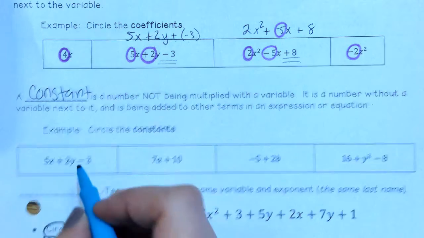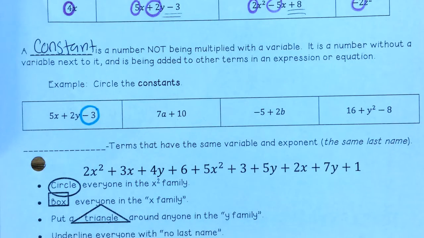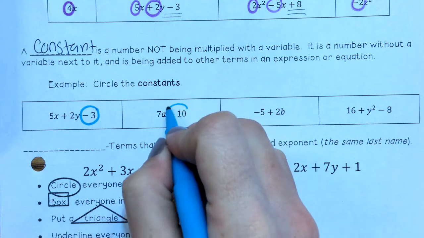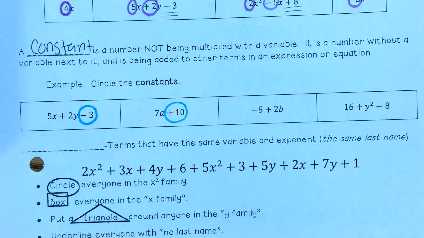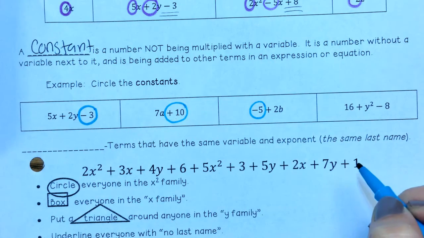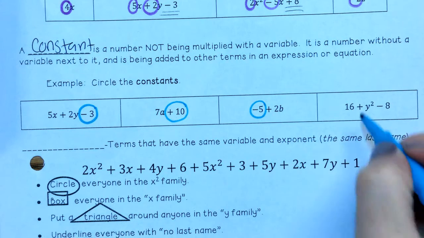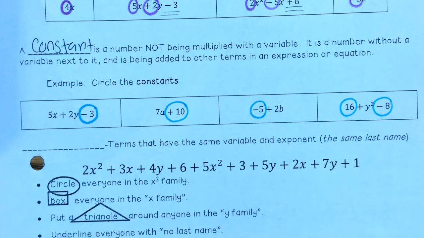So our constants down below are negative 3, that doesn't have a variable with it. Positive 10. I looked at the sign on the left to see if it's positive or negative. Negative 5. And this last one has 16 and negative 8 as constants.